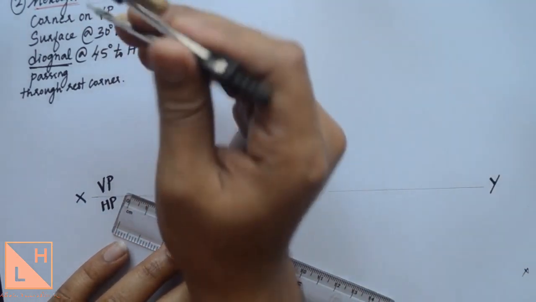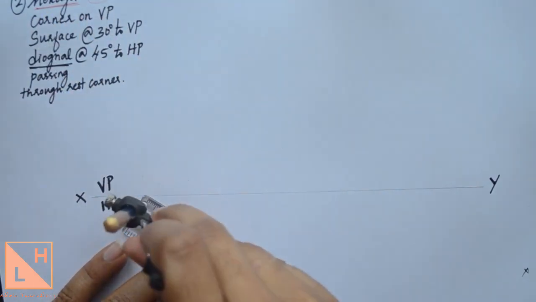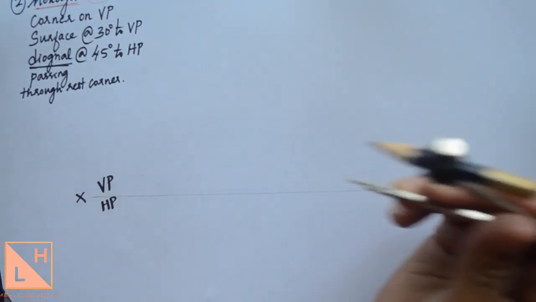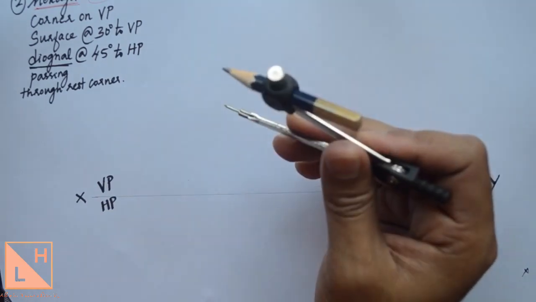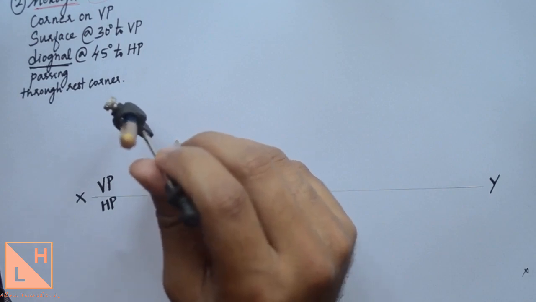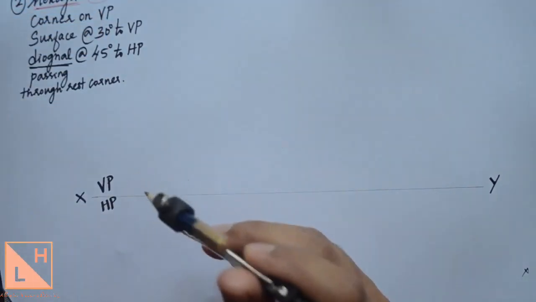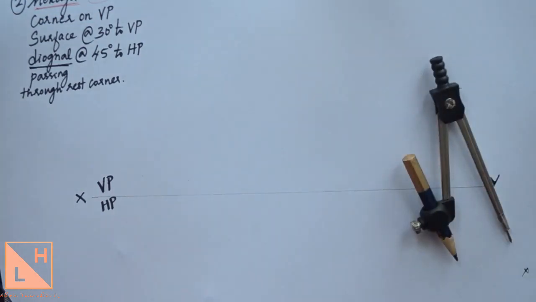I'm going to use the arc method. You just need to take the side length as the radius of the circle. So in this case it is 30 millimeters. The question you need to ask yourself for the first position is whether you need to draw the plane figure on VP, that is above the line, or on HP, that is below the line. So you will get the answer right from the question or the given data itself.